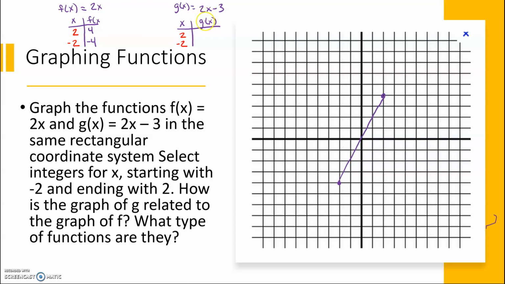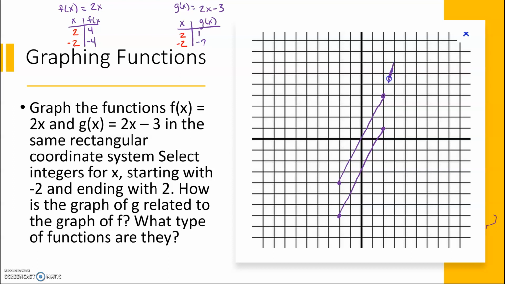Next one, 2 times 2 is 4, minus 3 is 1. And negative 2 times negative 2 is negative 4, minus 3 more gets me negative 7. So we're at 2, 1, and negative 2, negative 7. And connect the dots. So it asks, how are they related?